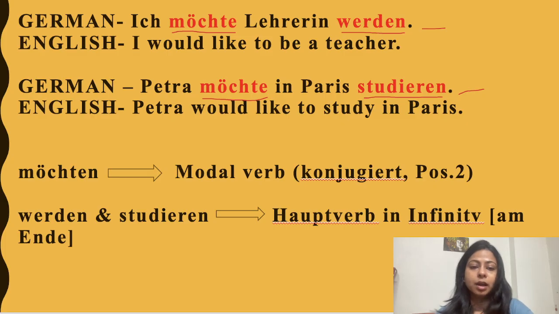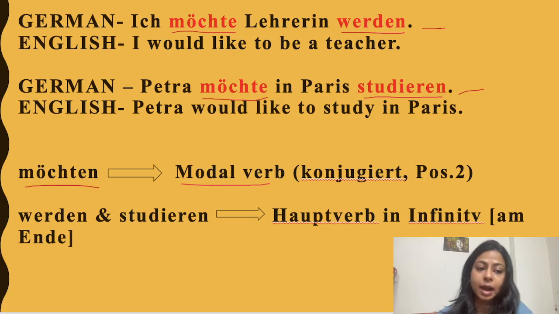So, the modal verb replaces the other verb. In both the sentences, möchten is the modal verb that gets conjugated and it is at position 2. Werden and studieren, the other verbs in both the sentences, are Hauptverb. So, that means the main verb. Where is the positioning? At the end of the sentence.